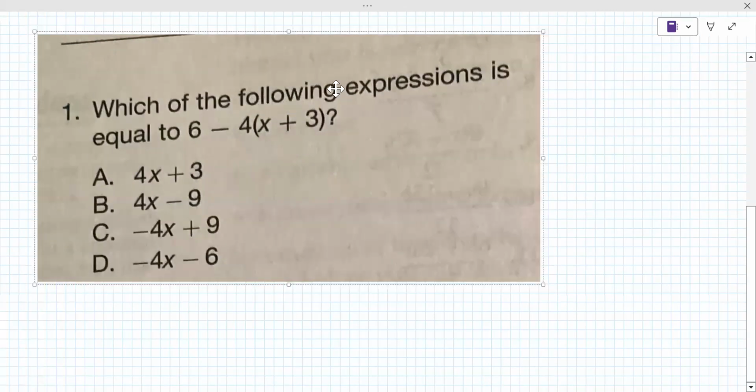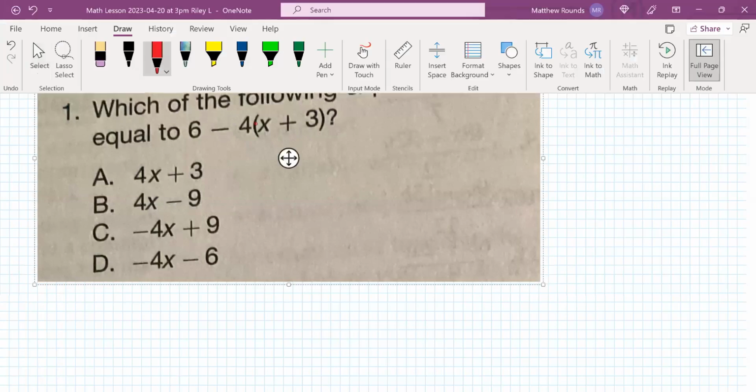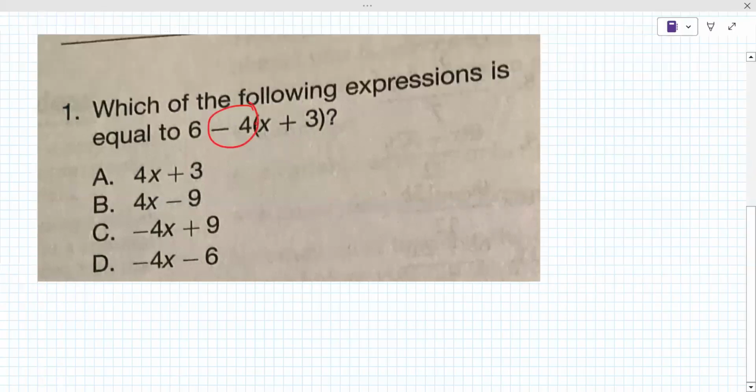All right, which of the following expressions is equal to 6 minus 4 times x plus 3 in parentheses? And we did do some problems like this where you have to decide, are you going to treat this as -4 outside here or subtracting 4 times each of these? And I don't really remember what we discussed. Did you remember thinking of it as -4 or just the 4? -4. Okay, so this is -4 times x plus -4 times 3.